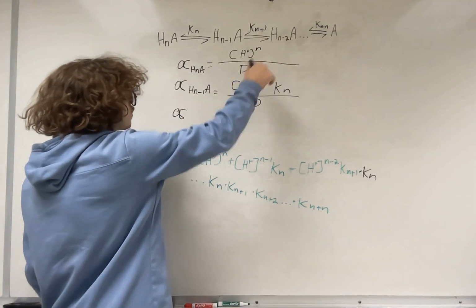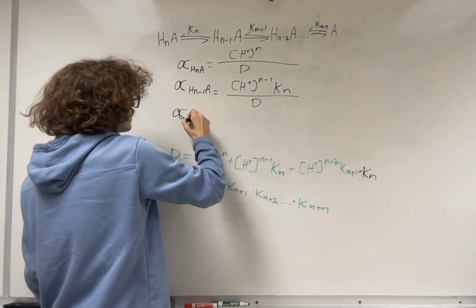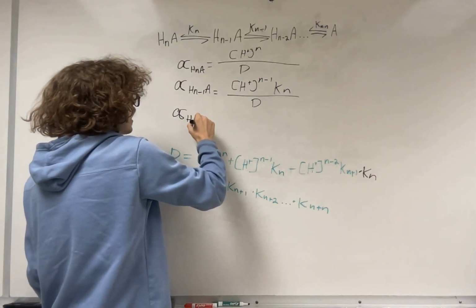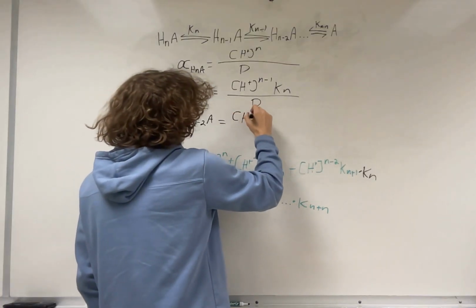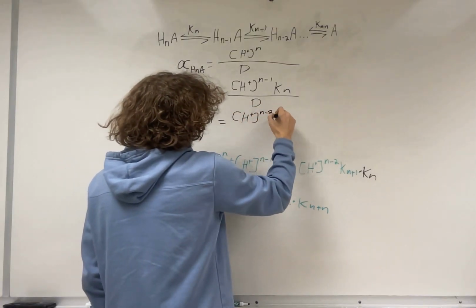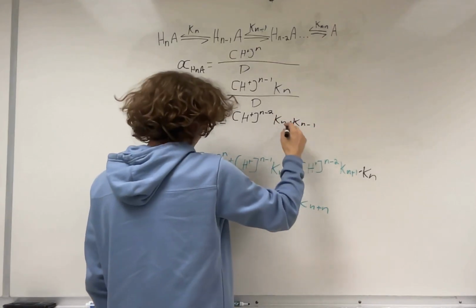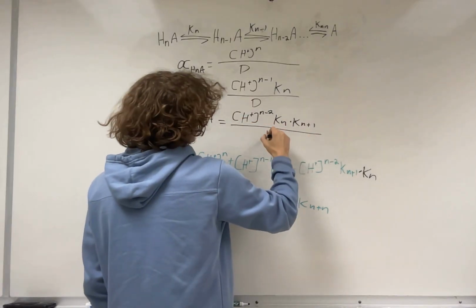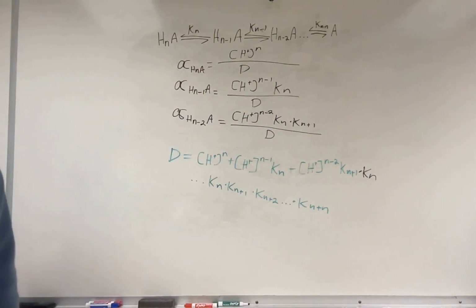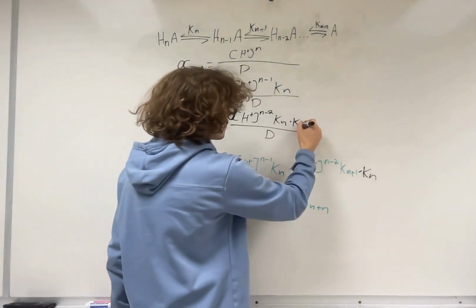So let's define the last one here. Actually, why not? Let's throw it in. Hn-2A equals H+ to the n-2 Kn times Kn-1. Sorry, this should be plus 1, over D. So hopefully the trend is awfully clear for you now.